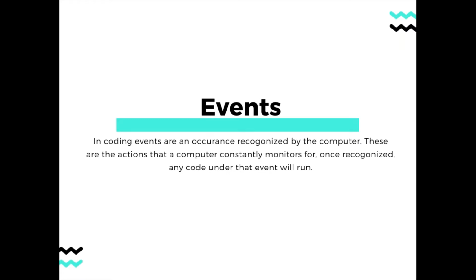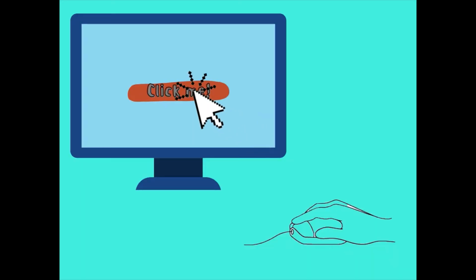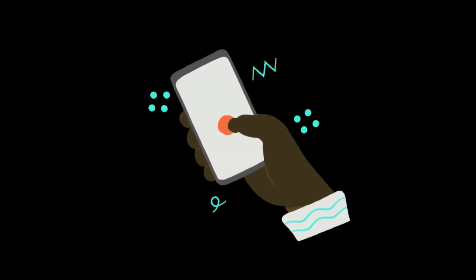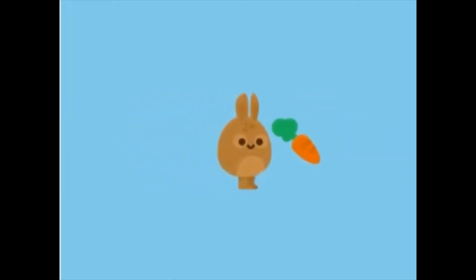These are the actions that a computer constantly monitors for. Once recognized, any code under that event will run. Let's see a few examples. Clicking something with your cursor or your mouse on the screen, or tapping something on your phone, even scrolling, or two characters or two things on the screen touching. And there are many more examples of events which we will see when we start coding.